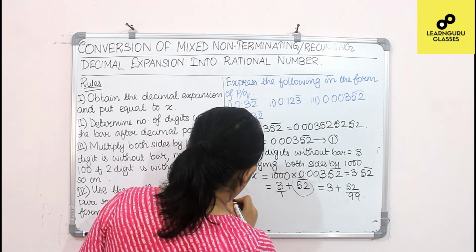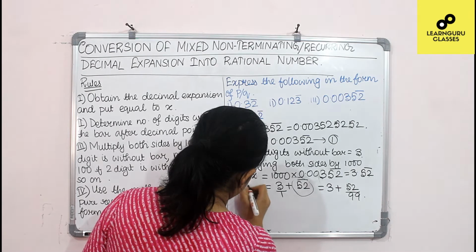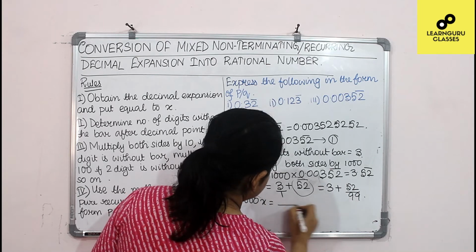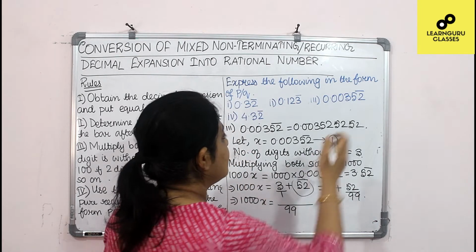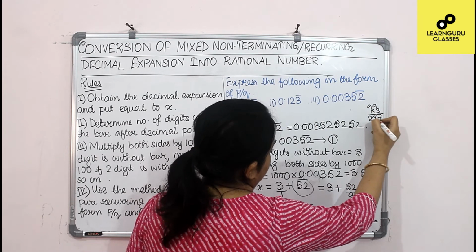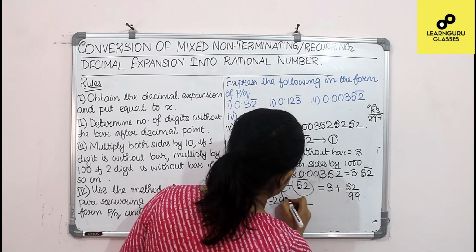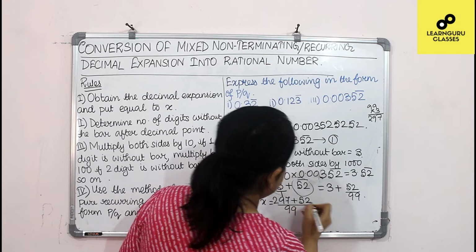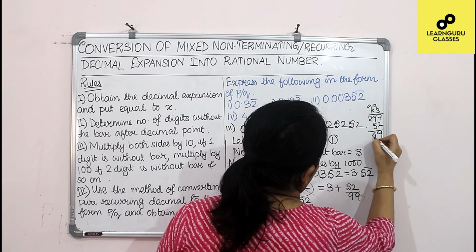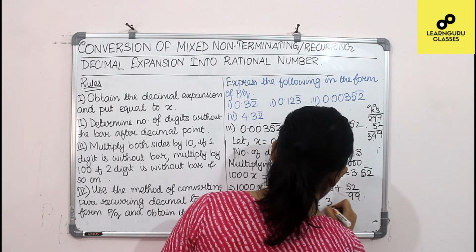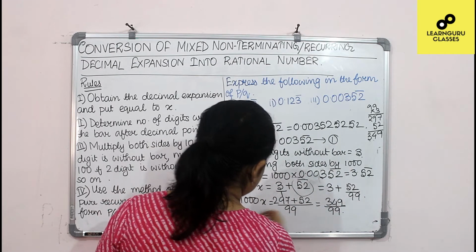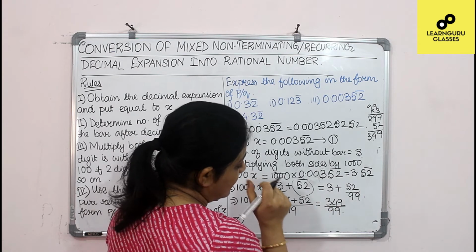So after that 1000x equal to, just take the LCM. 99 is the LCM. So 99 into 3, 9 3s are 27, 9 3s are 27, 28, 29, 297 plus 52. Okay, so 297 plus 52 is how much? 9, 4, 349. So 349 by 99. Is it divisible by 3 or any number? No, it is not divisible.